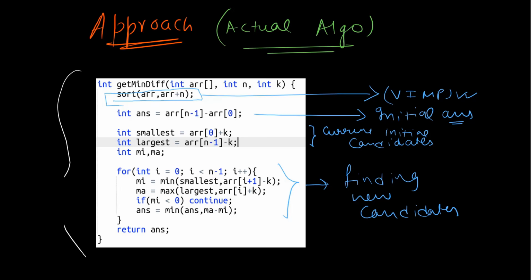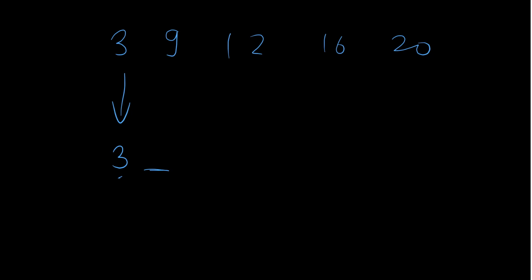Now let me explain why this is important. Suppose you are given an array 3, 9, 12, 16 and 20, and now I ask you to choose any tower. Suppose I choose this tower 3. Now, which tower should you pair with this tower so that we get the minimum difference between tower 3 and the chosen tower by incrementing and decrementing the heights?